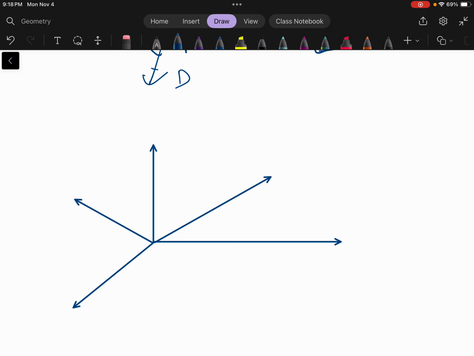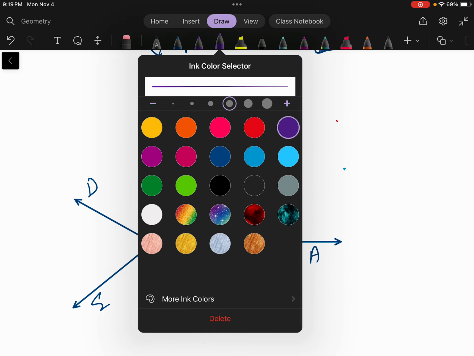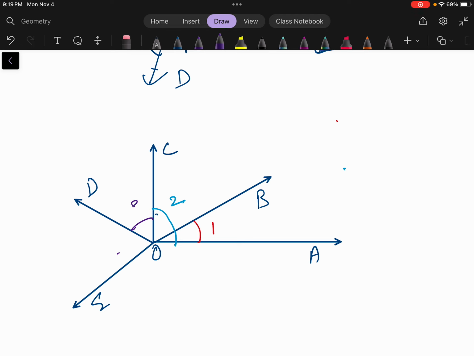Okay, so we have this point O, and this is A, B, C, D, E. Now let's discuss, I'm just drawing the angles over here also. This is angle 1, this is angle 2, this angle is 3, this angle is 4, and this angle is 5.